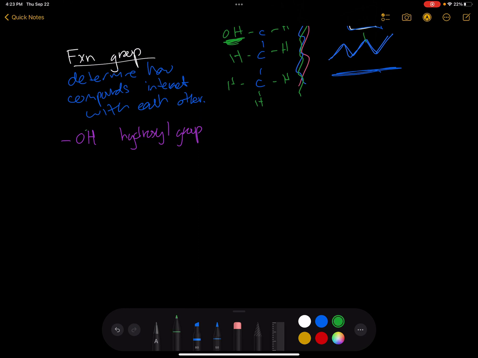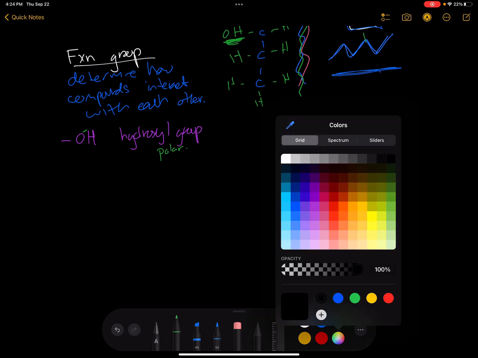And a hydroxyl group is characteristic, because it has this oxygen right here, and oxygen is super negative, right? He likes to take electrons away from people. That means hydroxyl groups are really, really polar, and if your molecule has a lot of hydroxyl groups, then he's probably going to dissolve in water really, really well.